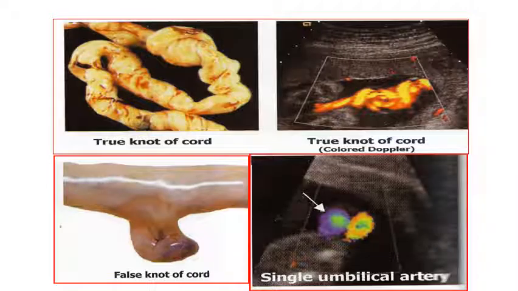This is a true knot, and this is a true knot by color Doppler, and this is a false knot, maybe just a diverticulum or dilatation of the umbilical vein. And this is a single umbilical artery by Doppler ultrasound.